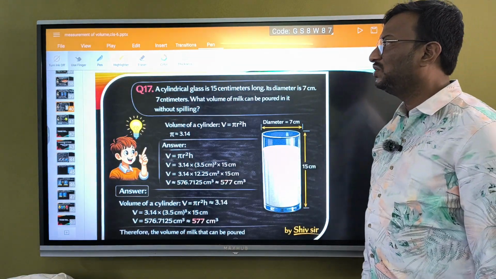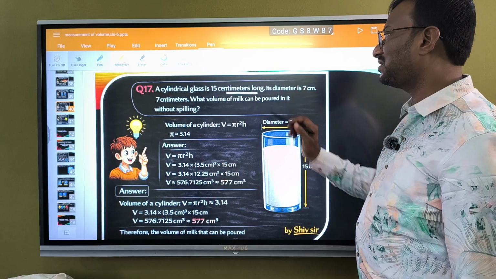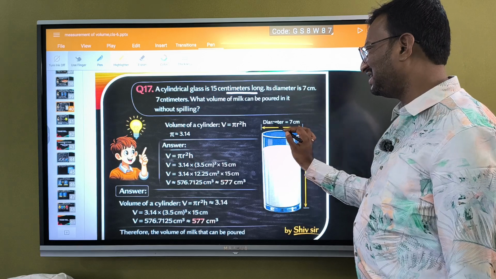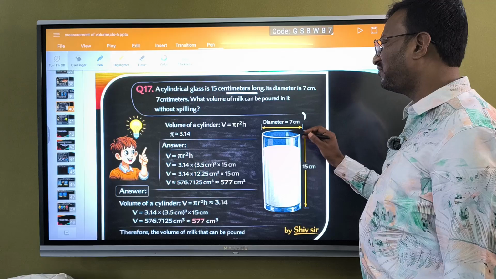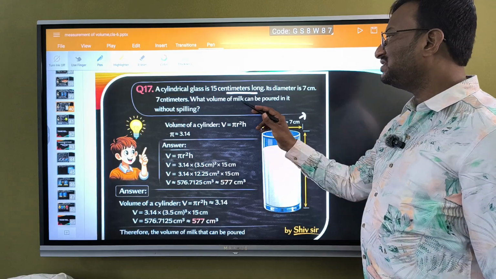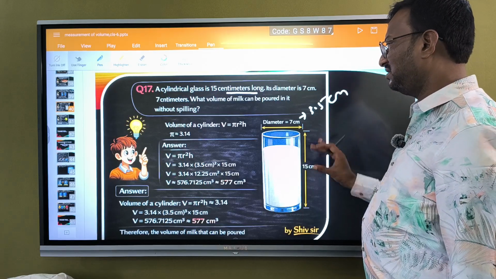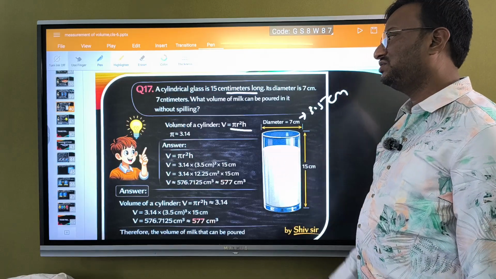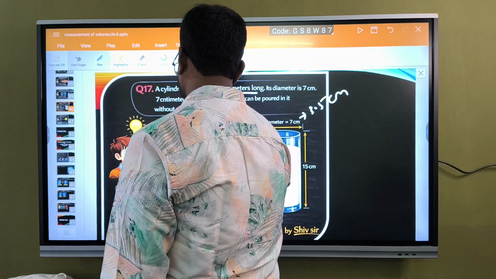Next one, a cylindrical glass is 15 centimeters long. I mean the length of the cylindrical glass. Its diameter is 7 centimeters. If the diameter is 7 centimeters, the radius will be half of it, that is 3.5 centimeters. What is the volume of the milk to be poured without spilling? So what is the formula for a cylinder? Pi r square h.